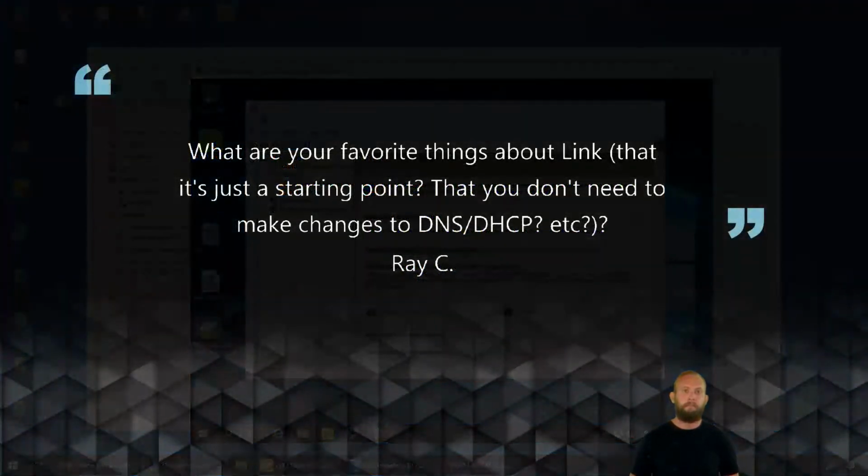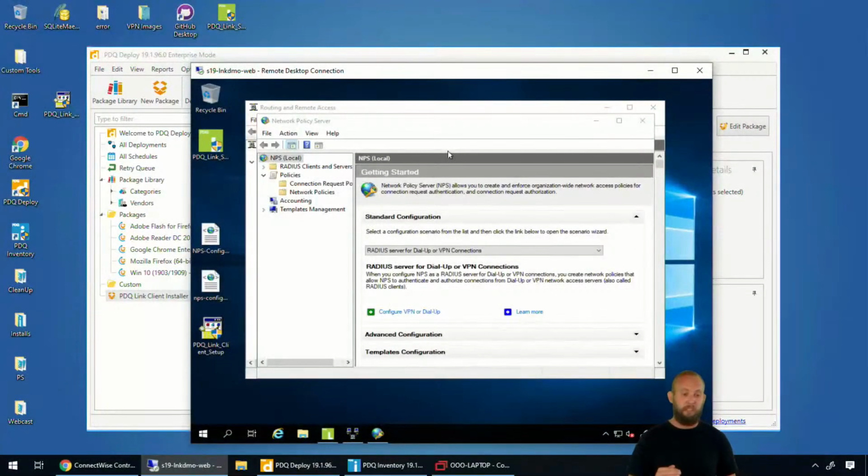Dear Josh, what are your favorite things about Link? That it's just a starting point? That you don't need to make changes to DNS and DHCP, etc.? Sincerely, Ray C. Hey, Ray, my favorite part about Link is in the matter of about 15 minutes, I had a server stood up, I had a client, I could go install it somewhere, and I could have connectivity. It was really quick, really easy, simple to set up, and then if I want to get really complex, I can. And then I can layer in that complexity, and then this RAS NPS configuration isn't such a monster. You take a bite of an elephant one bite at a time.